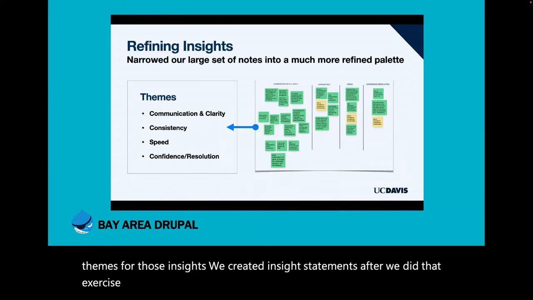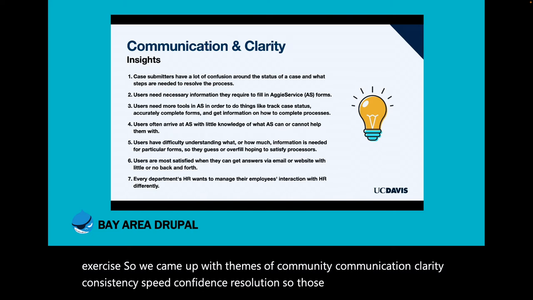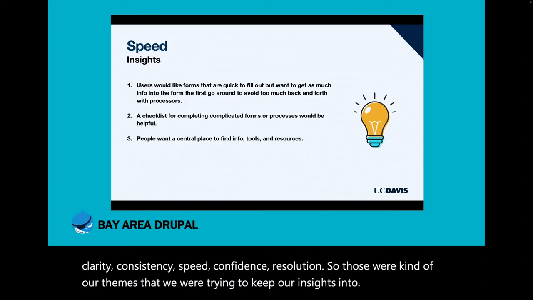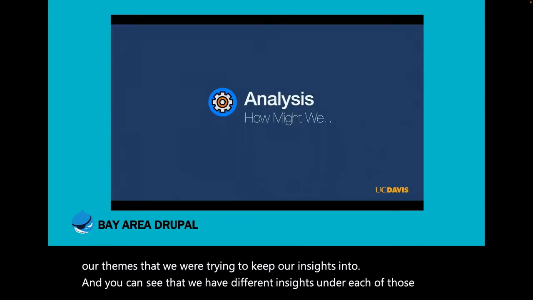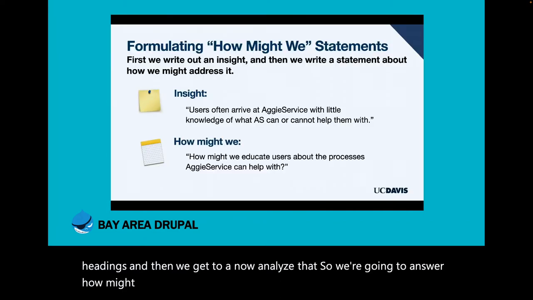So we came up with themes of communication, clarity, consistency, speed, confidence, and resolution. Those were the themes we were trying to keep our insights in, and you can see that we have different insights under each of those headings. And then we get to analyze that. So we're going to answer how might we for each of our themes. We got an insight, and we create a how might we statement.